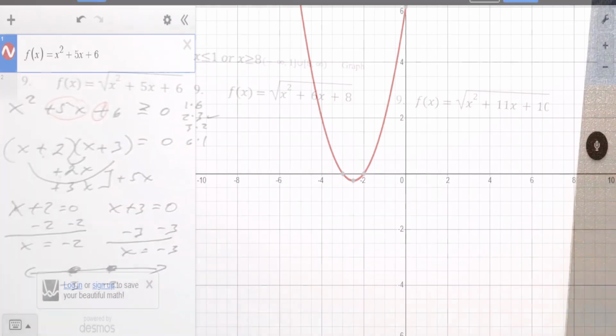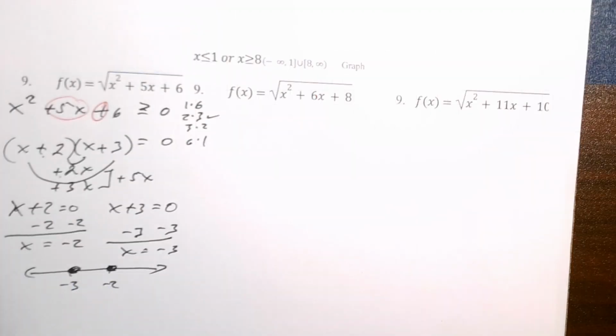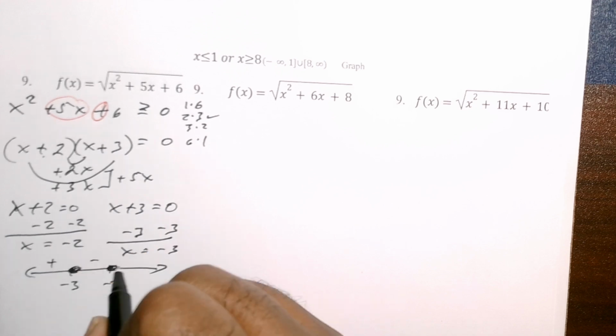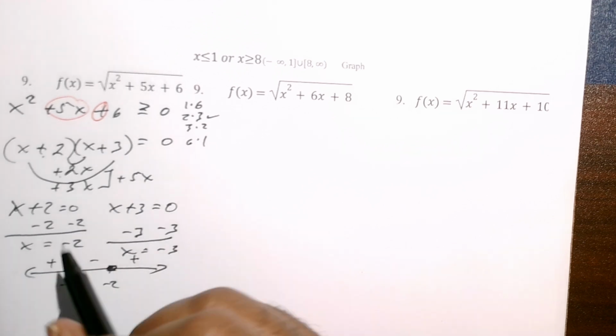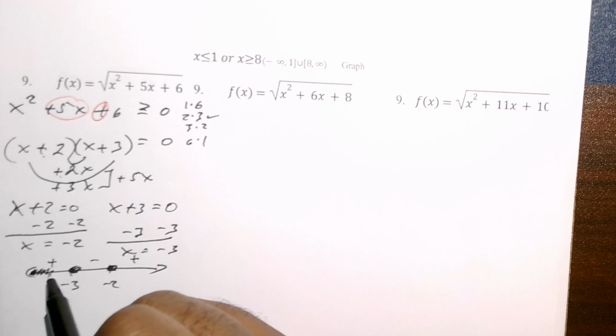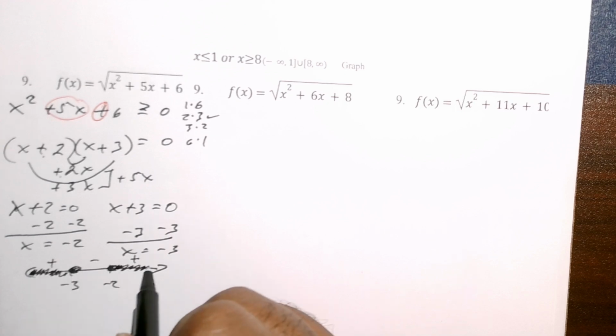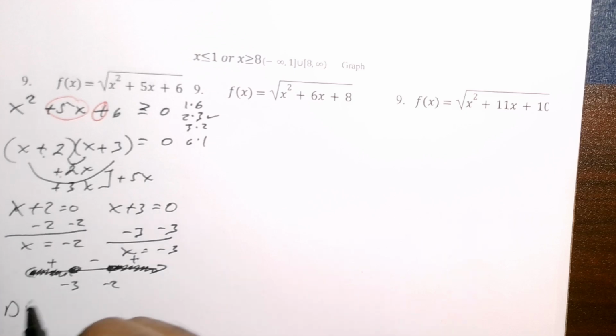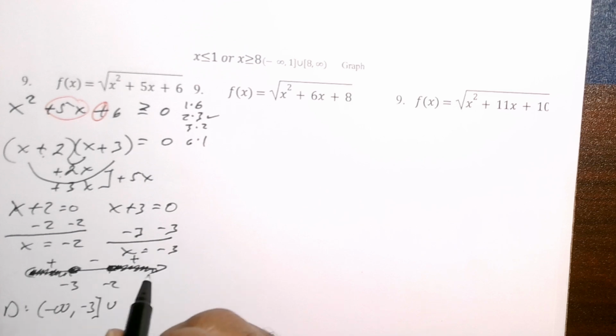So let's go ahead and just label those parts. This part is positive, this part is negative, this part is positive. So we want the positive parts, which is this part right here and that part right there. So I'll say my domain is this one right here, which is -infinity to -3, and we'll include -3. Union with this second part over here, which is from -2 to positive infinity, in parentheses here, and that'll be my domain.